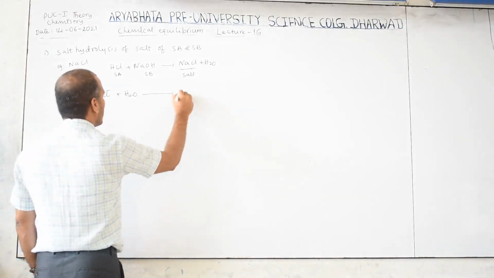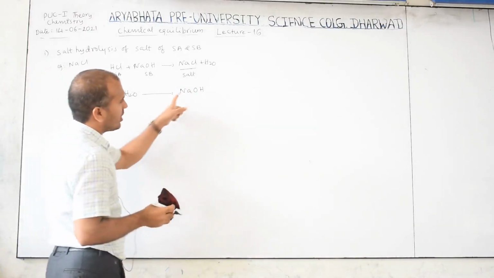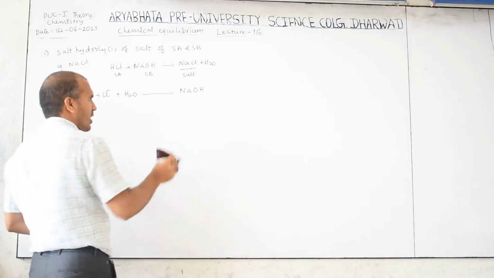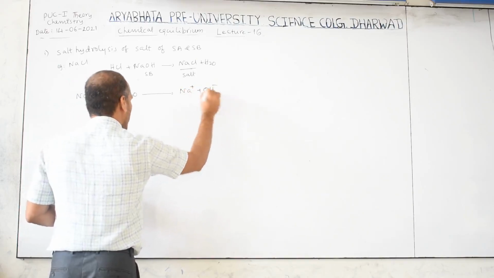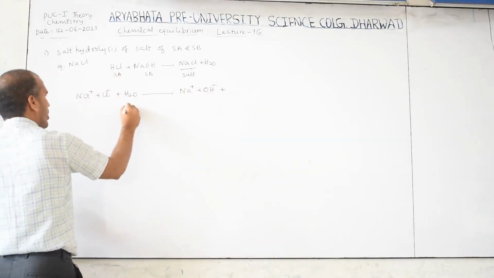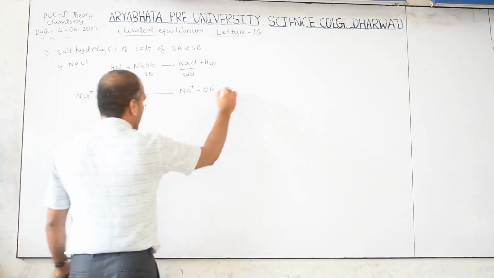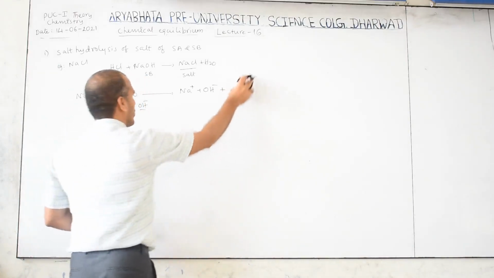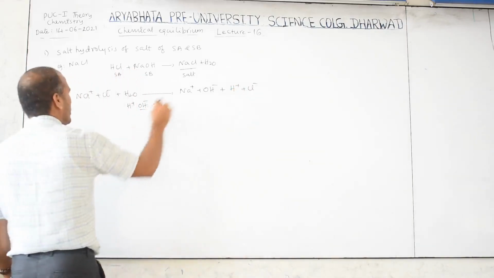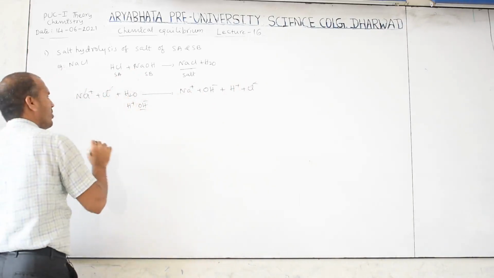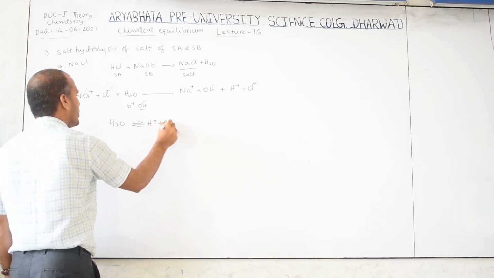The cation reacts with water to give NaOH. Keep in mind, NaOH is a strong base, and a strong base is completely ionized at any concentration, giving Na plus and OH minus. The anion Cl minus with H plus gives HCl, which is a strong acid, also completely ionized into H plus and Cl minus. Then what is left here is H2O, which gives H plus and OH minus.